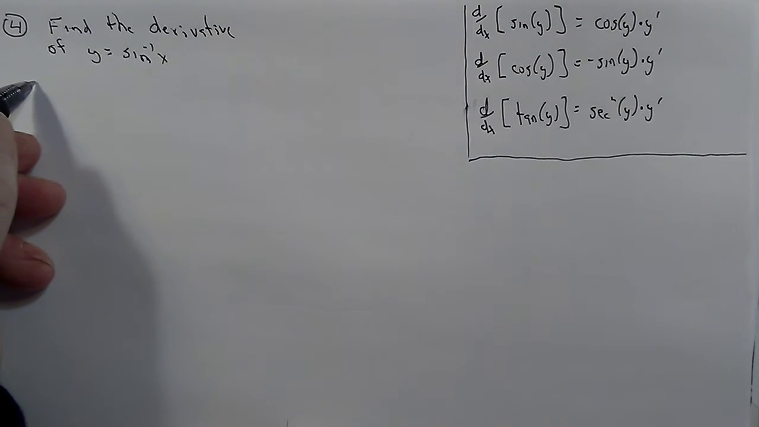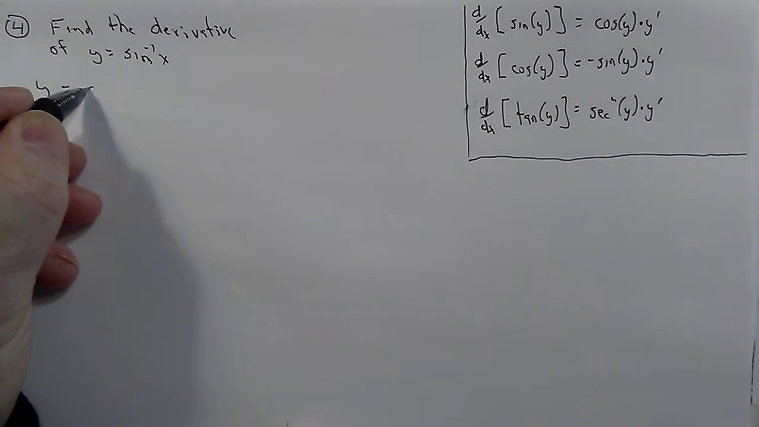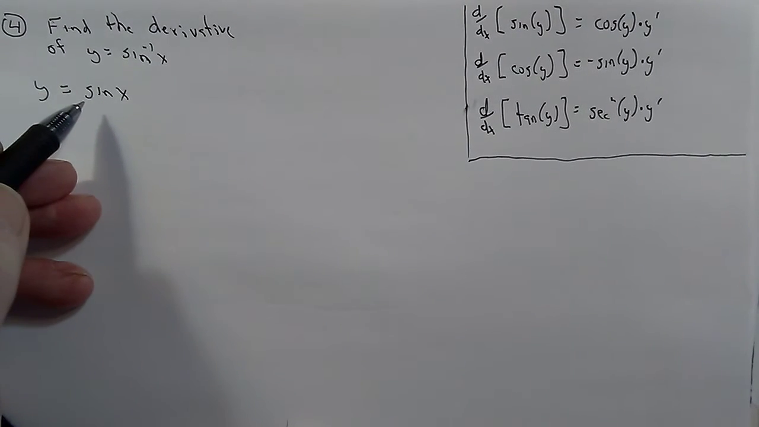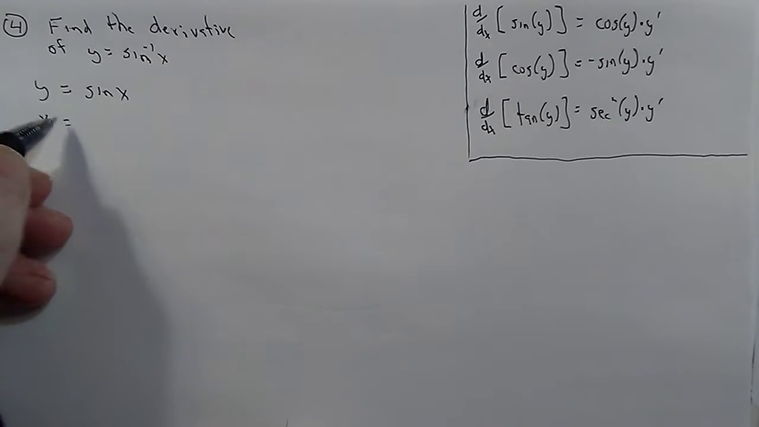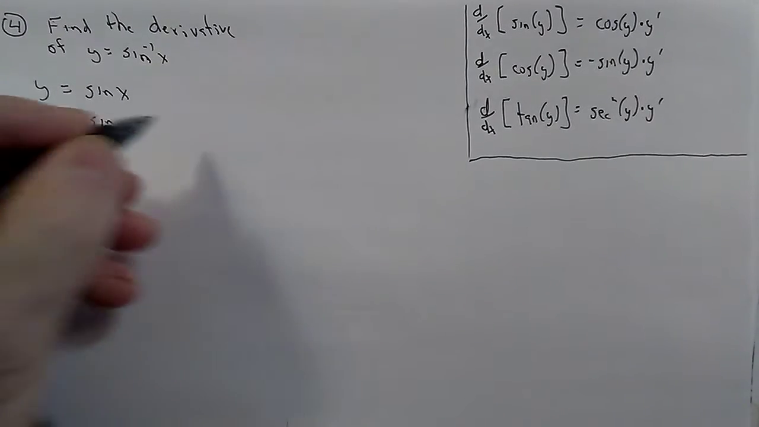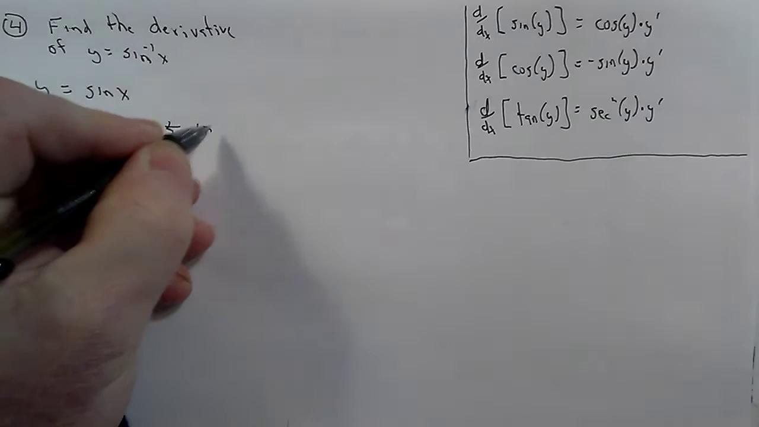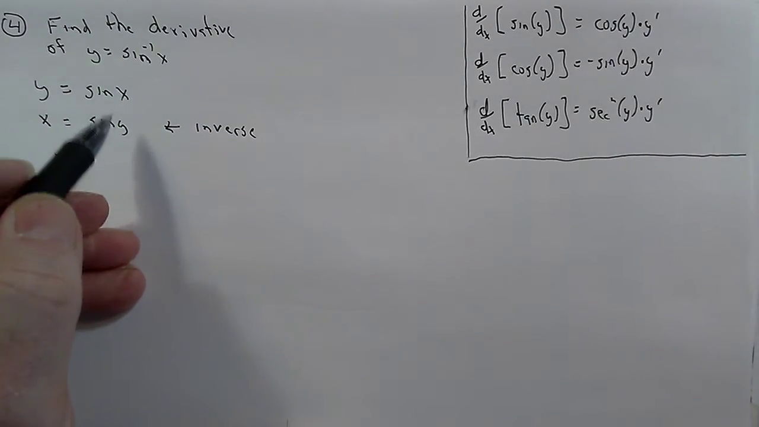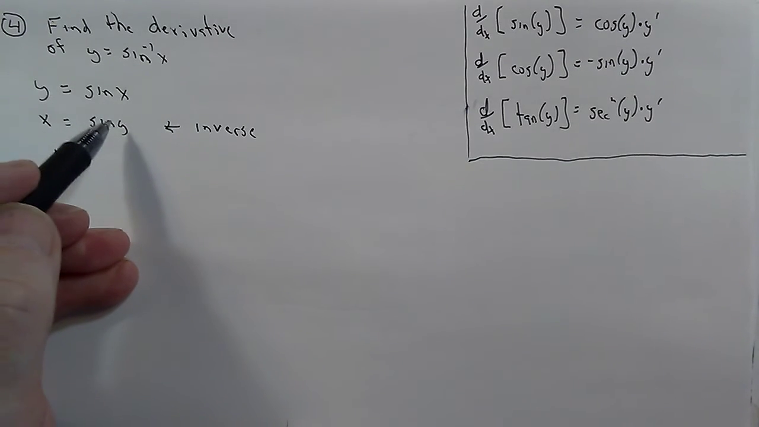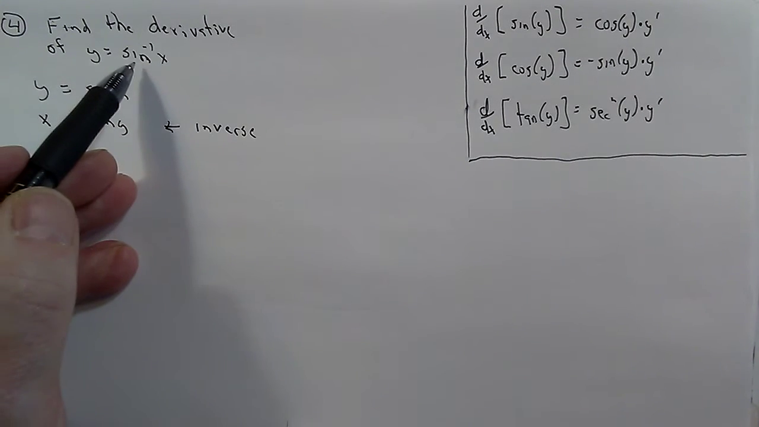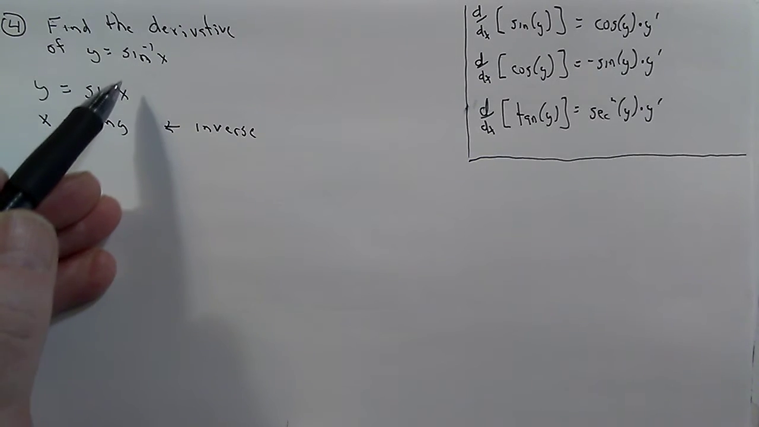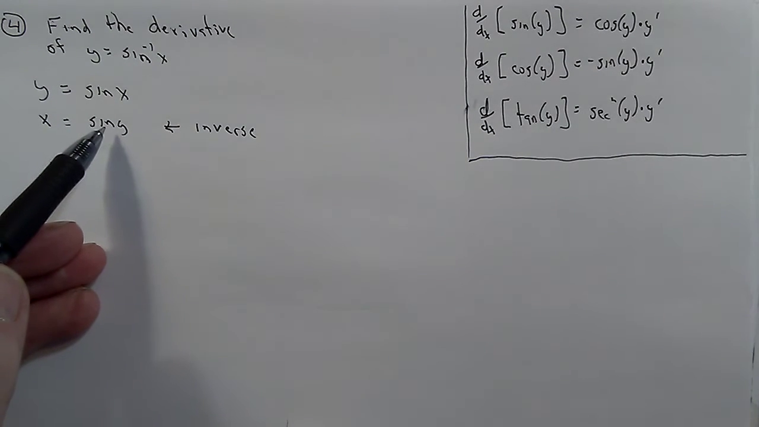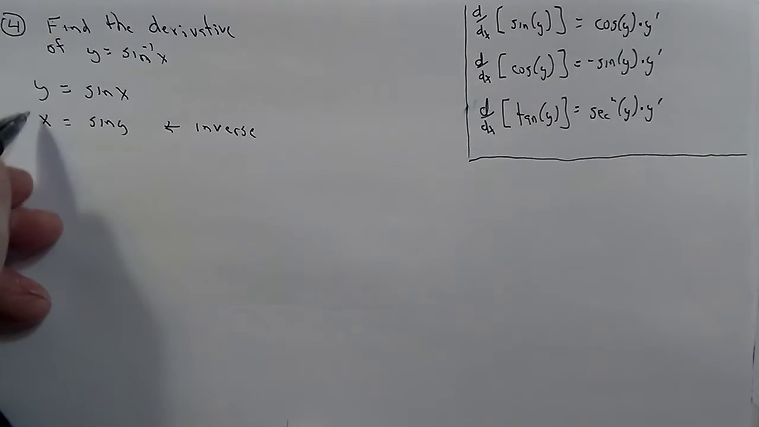Start with y equals sine x. Okay. Original function. The inverse of this is when you switch the x with a y. X equals sine y. That's the inverse. So this guy and this guy are the same thing. So taking the derivative of this is equivalent to taking the derivative of this.